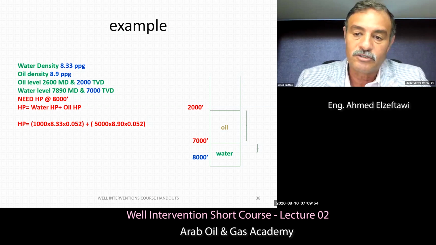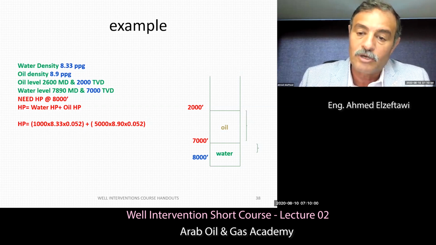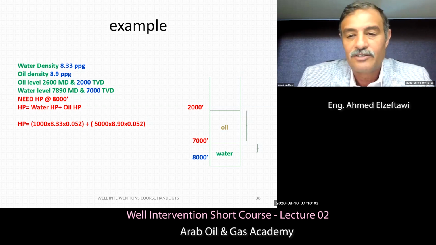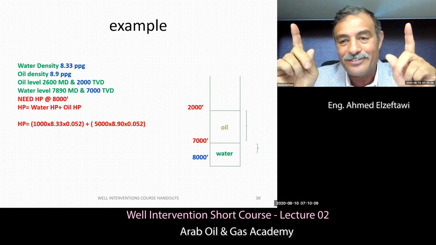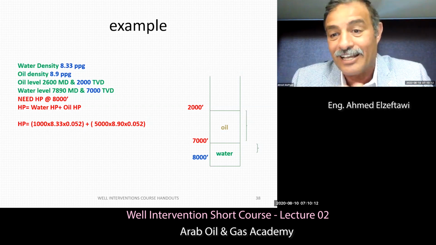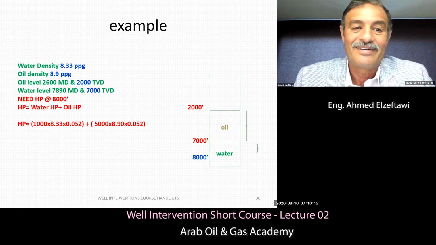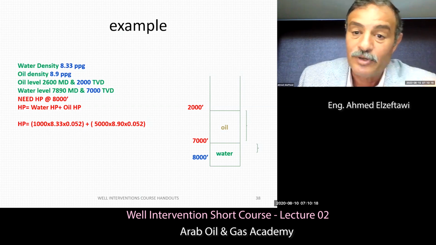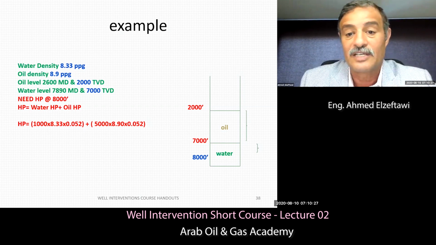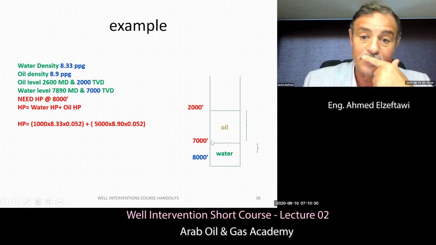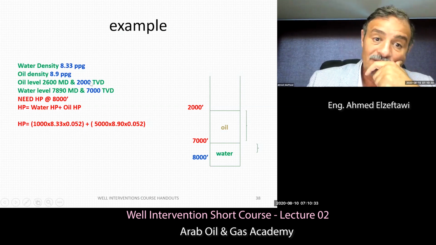And we said, when we talk about pressure, we talk about TVD, but when we talk about volume, we talk about MD, measured depths. So since we are dealing with pressure now, our eyes will see only TVD. Our eyes will not see MD at all. So in this example, since we are dealing with true vertical depths, in water the vertical depth is 7,000. Here we have 7,000 feet. This is the water level depth. And in oil, we will go for 2,000. This is the TVD, 2,000 feet.